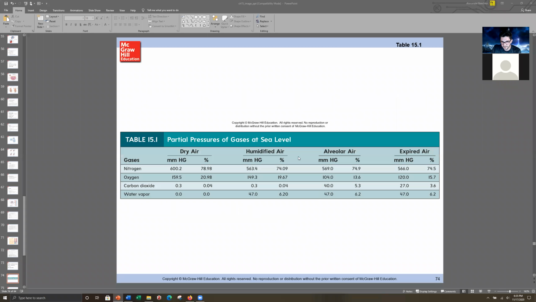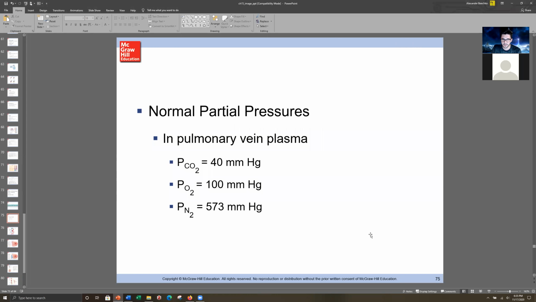So I'm going to skip over this as well, but these are the partial pressures of gases in our atmosphere. For each of these, so nitrogen, oxygen, carbon dioxide, and water, in dry air versus humidified, and alveolar and expired air. You should look at this because what it tells you is that the expired air values are actually a little bit interesting. So I'll let you take a look at that. And if you figure it out, email me, let me know.